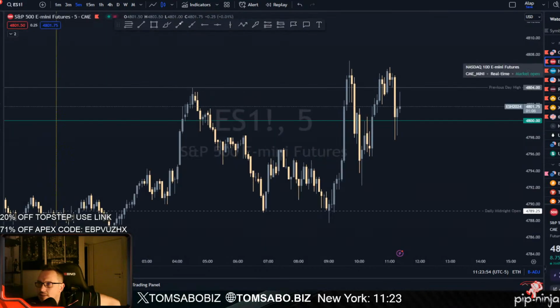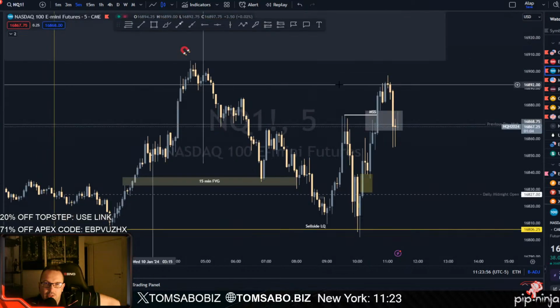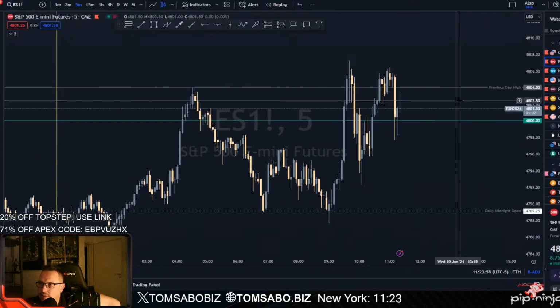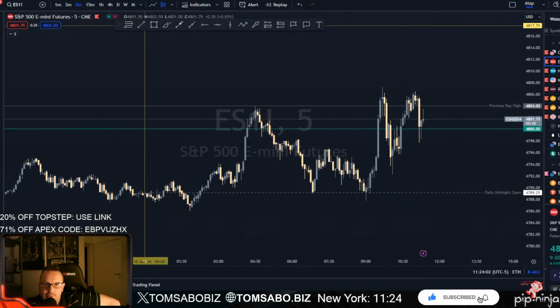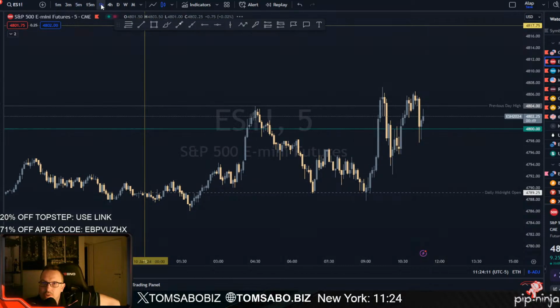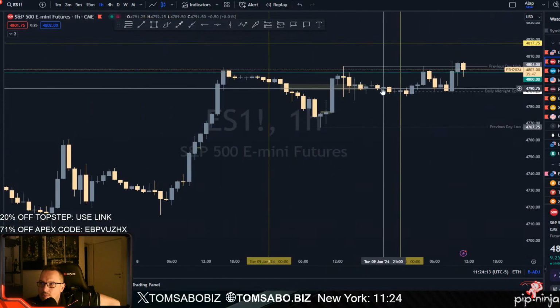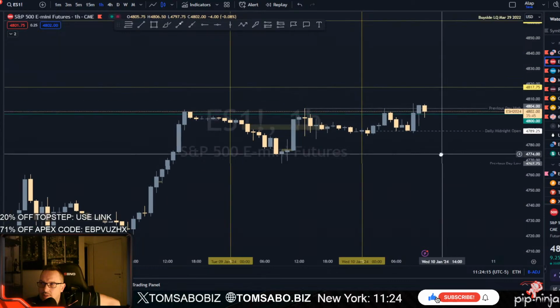ES is still holding. Made a structure shift on ES, by the way, on the 5 minutes, so it can also just go down. One hour still buy. Yeah, 1 hour looks good. I checked it earlier. The 1 hour looks promising still.